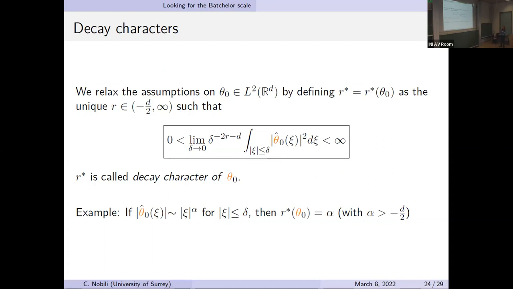So we relax the assumption on the initial data, and we use the so-called decay characters. So I read the definition. The decay character is the unique R between -d/2 and infinity, such that this weighted integral is finite and bigger than 0. So the unique R such that this holds is called the decay character of the initial data. This example is very illustrative, because you see that essentially the decay character is quantifying how fast the initial data is going to 0 in Fourier space. And in fact, suppose that you have an initial data that goes like psi to the alpha in modulus over a small ball, then the decay character would be alpha, the power alpha.